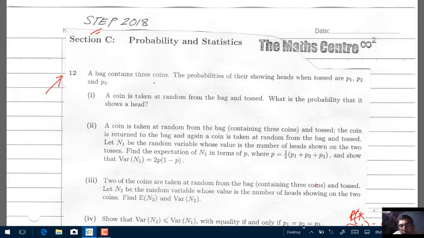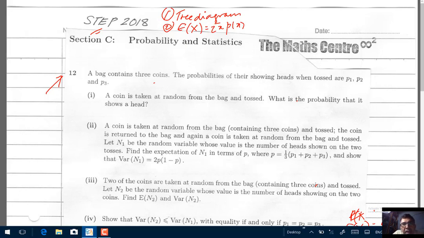The things that you need to handle this question. Number one, you will need to catch on to the idea of a tree diagram. Two, we need the idea that the expected value of X will be the sum of x p(x). Again, the expected value of a random variable X will be the sum of x p(x). This is summation, first moments. And then we have the expected value of X squared will be the sum of x squared p(x).